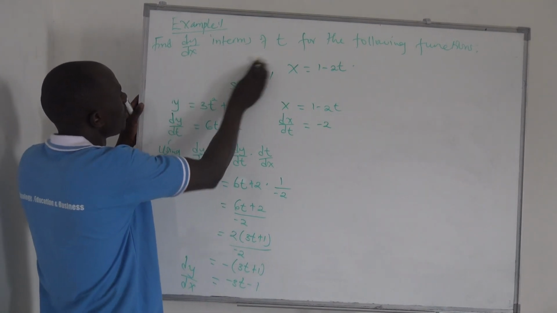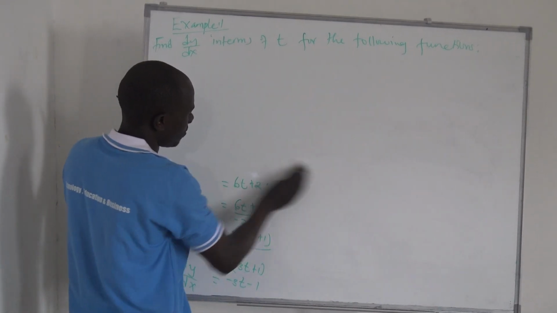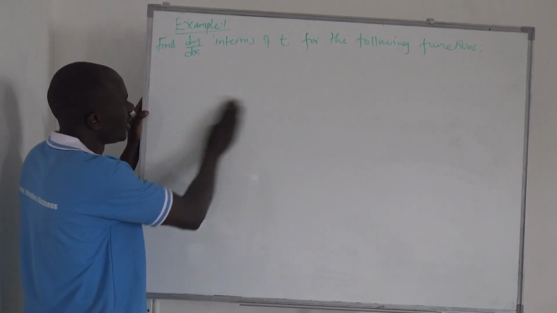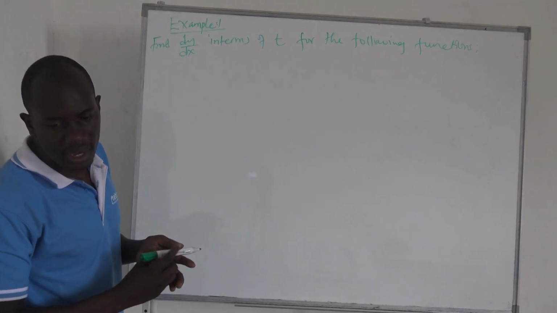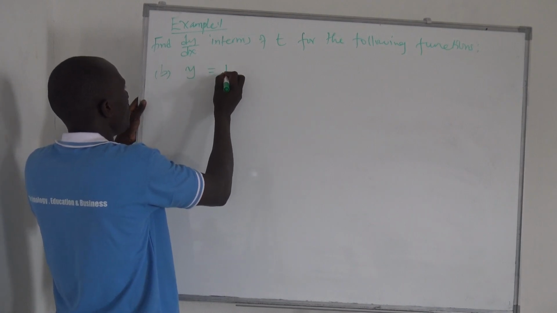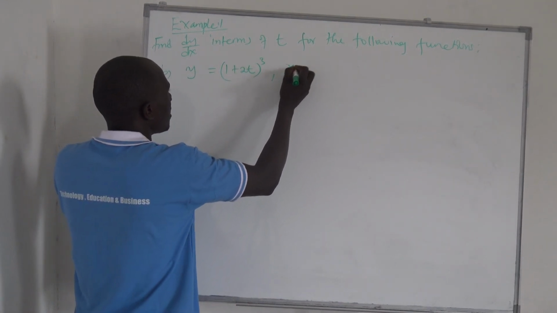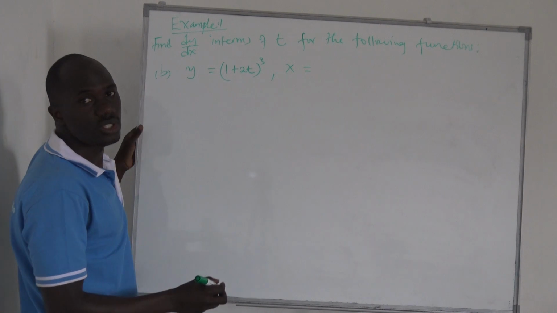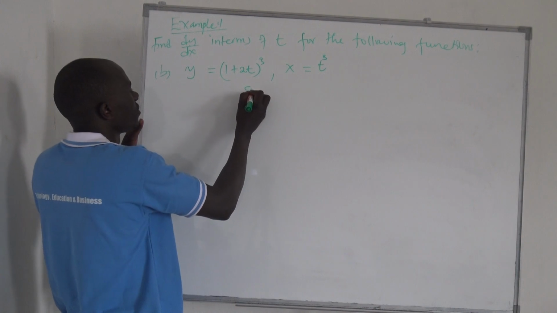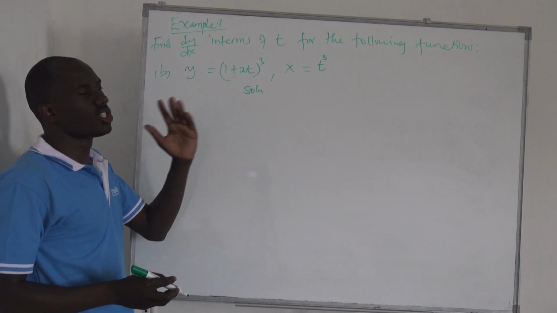We need to go to part B, so that by the time we exhaust more, we are already at part B. Part B is saying y equals 1 plus 2t, all cubed, comma, x equals t cubed. So our y is 1 plus 2t cubed, and x equals t cubed.